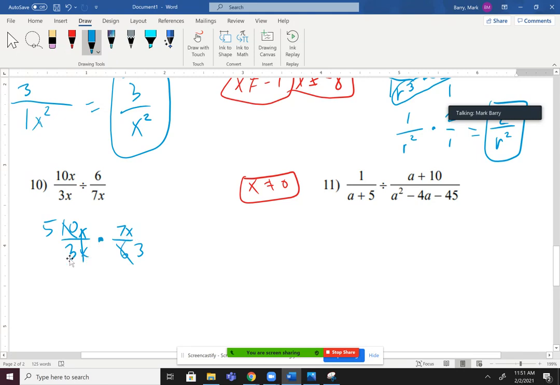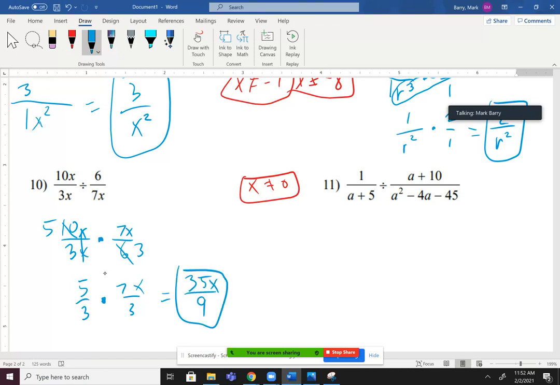Remember, I cannot cancel the 3's out because it's not top to bottom. They're on the same level, correct? So it'd have to be top to bottom. So what do I have left over here? I have 5 over 3 over here because I canceled out the x's. I have 7x over 3 on the other fraction. I don't see anything else. Doing my double check, I can't cancel anything out. So we do top times top up top, bottom times bottom on bottom, and there we go.